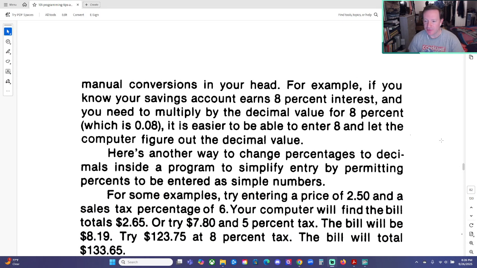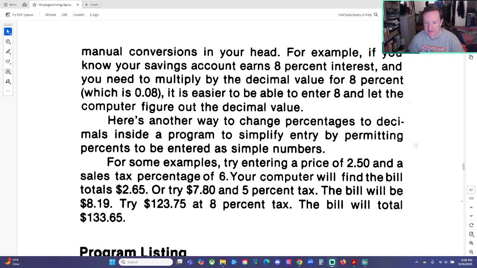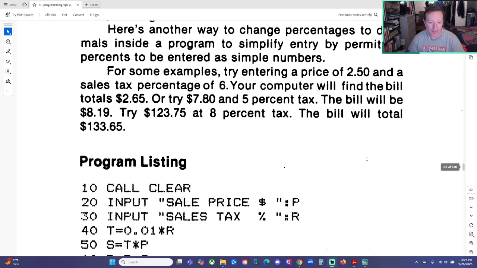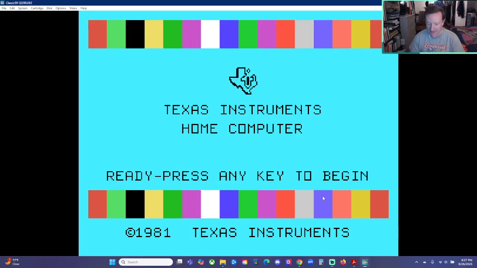Here's another way to change percentages to decimals inside a program to simplify entry by permitting percents to be entered as simple numbers. For some examples, try entering a price of 2.50 and a sales tax percentage of 6. Your computer will find the bill totals $2.65. Or try $7.80 and 5% tax. The bill will be $8.19. Try $123.75 at 8% tax. The bill will total $133.65.